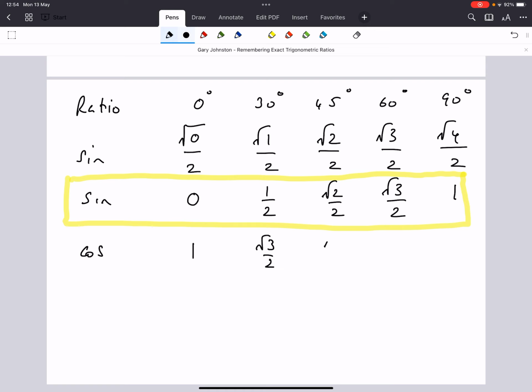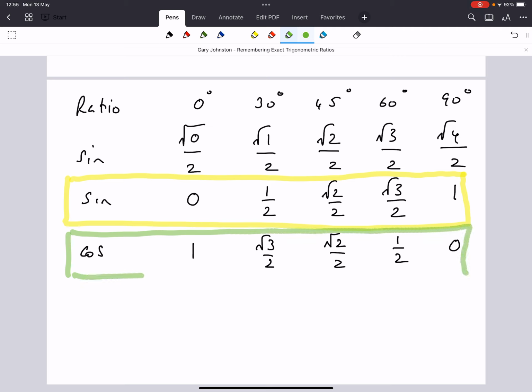Cos of 45 degrees is the same because it's an odd number of values, so the one in the middle doesn't change. The cos of 30 degrees is a half, and the cos of 90 degrees is 0. So we don't need to simplify those because they're already in their simplest form. So we can just put a border around those as our exact ratios for cos.